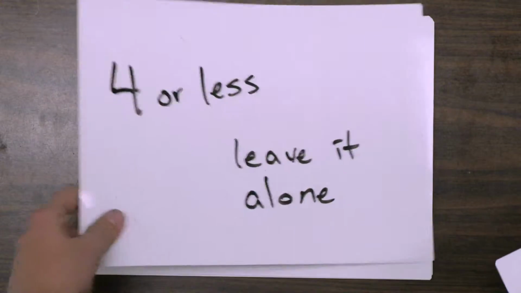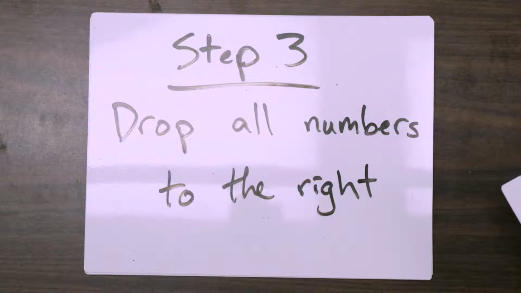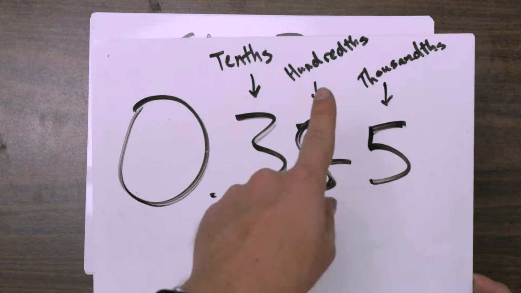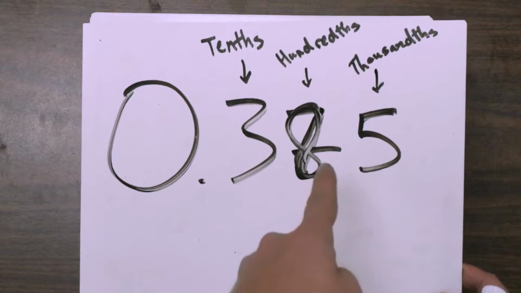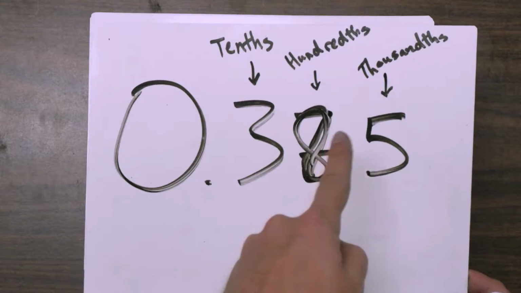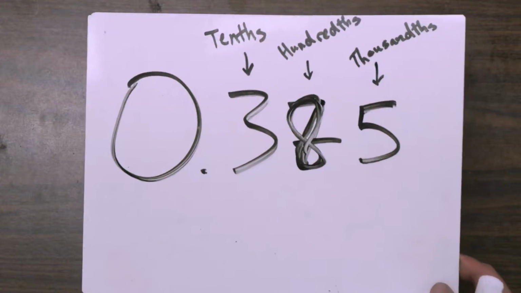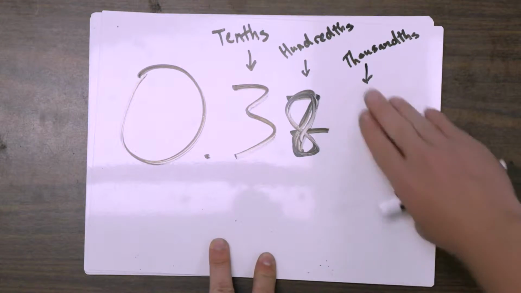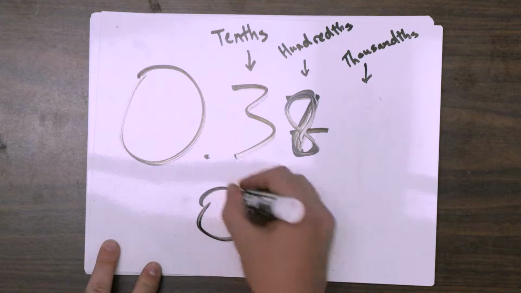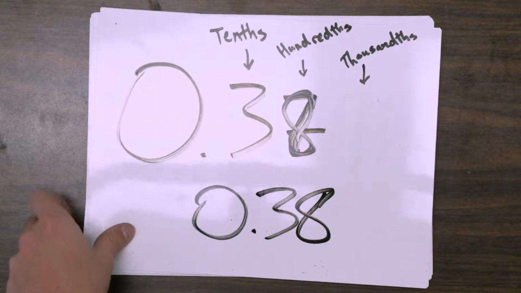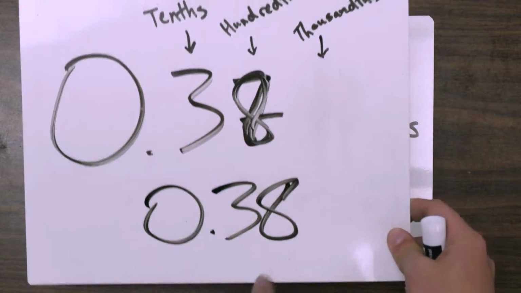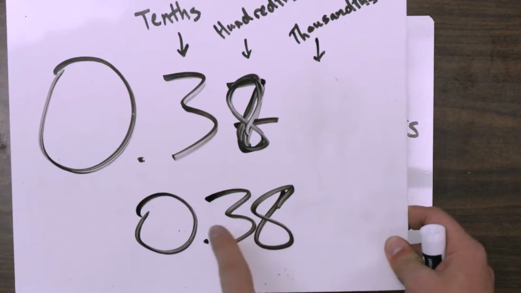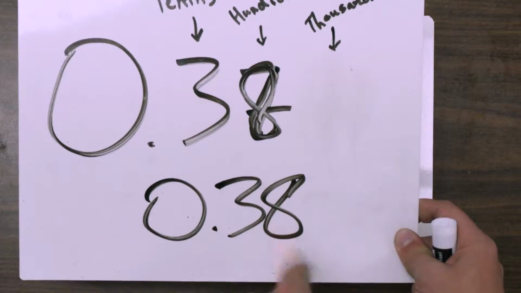Great. Now, the next step is drop all the numbers to the right of the place value we are rounding our number to. So again, we're rounding our number to the hundredths place, and we manipulated it by checking the neighbor to the right. Now we're going to drop all the numbers to the right. So I'm going to get rid of that 5, and I'm going to rewrite this so it's a little cleaner. 0.38, that is the answer rounded to the hundredths place, which basically means that my decimal stops at the hundredths place value.